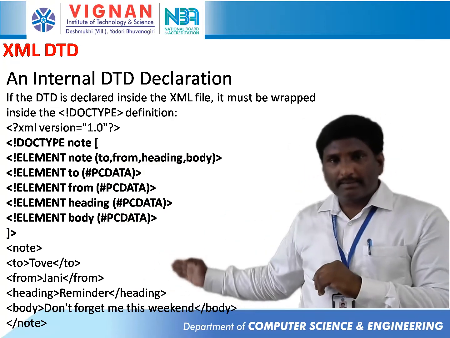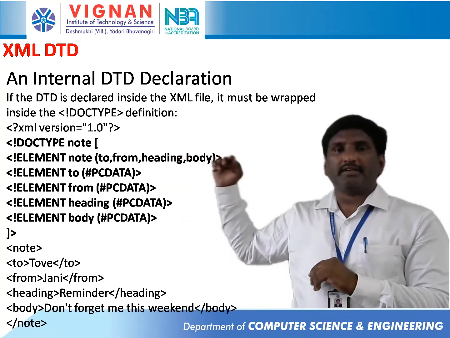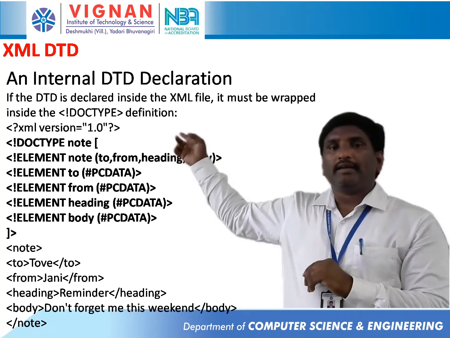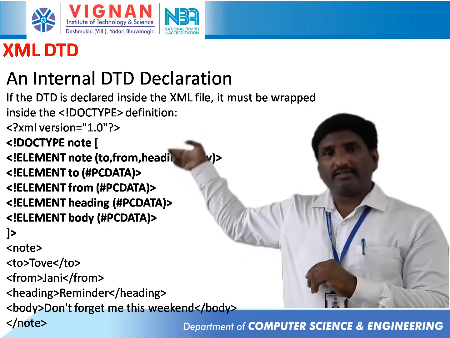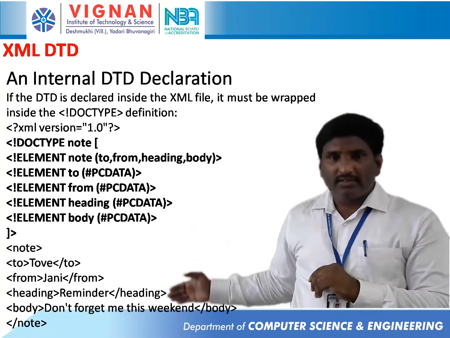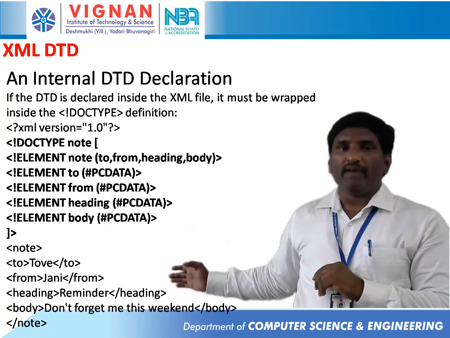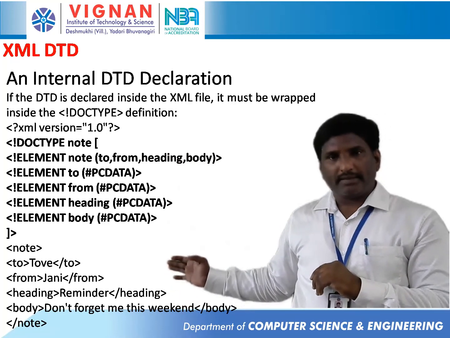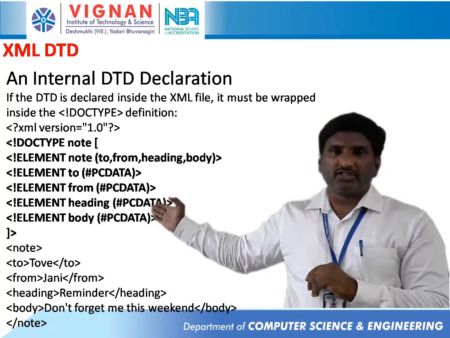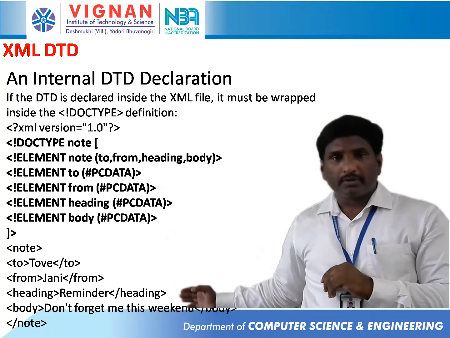Okay, so for this XML document, this is the DTD, the XML DTD. We have written the XML DTD internally, within the same document, so this XML document is valid. Okay, why? Because it conforms to the structure in the DTD, right? And also it is well formed.